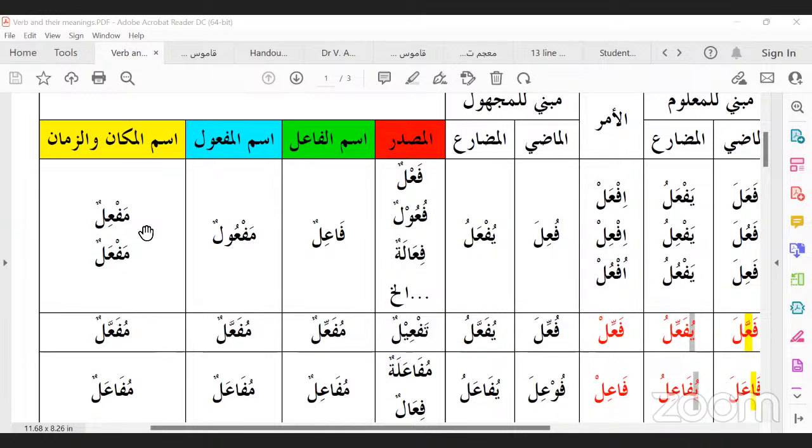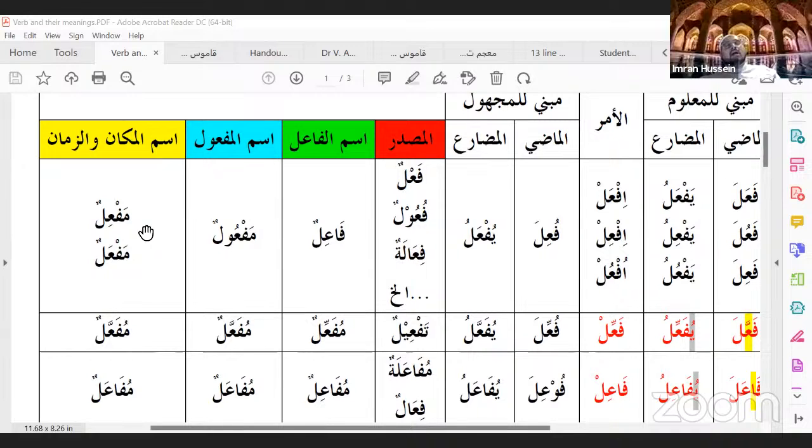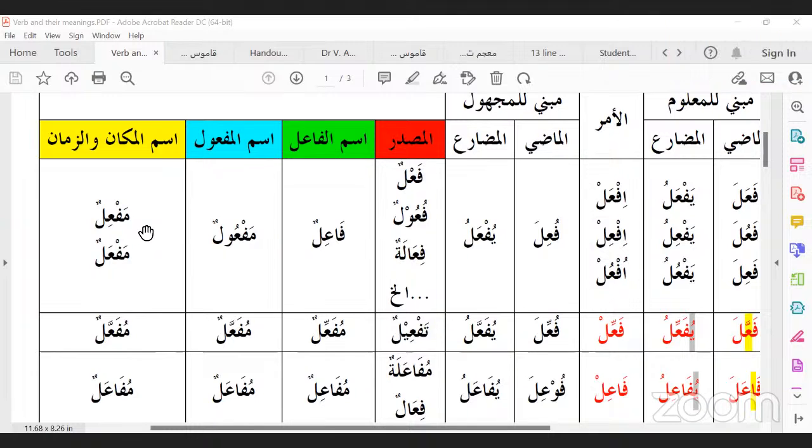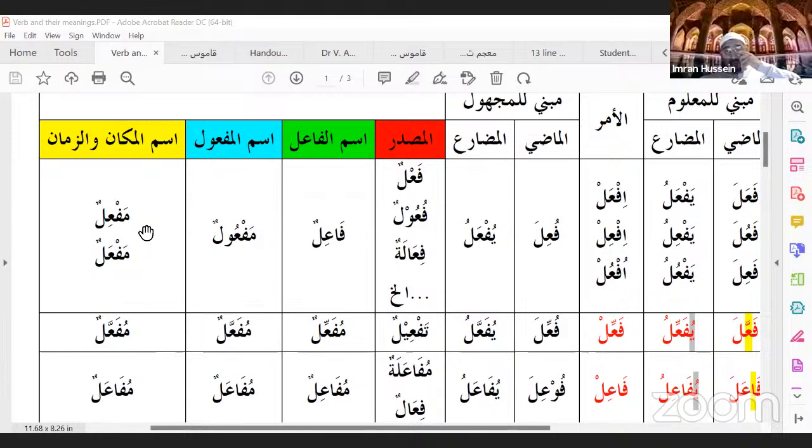The lam kalima also has a sukun. It's Maghribun, Mashriqun. Okay. Now, this is an example of time and place.